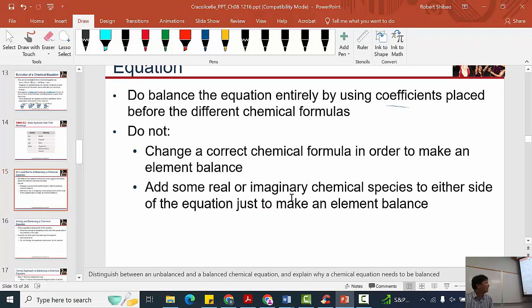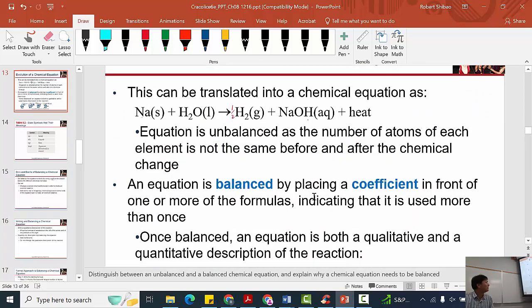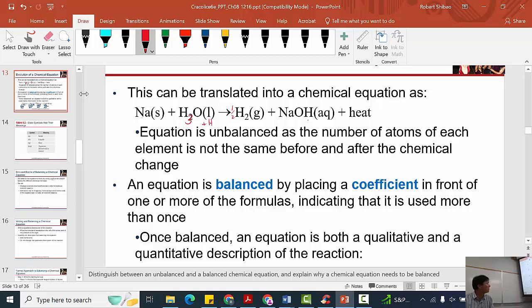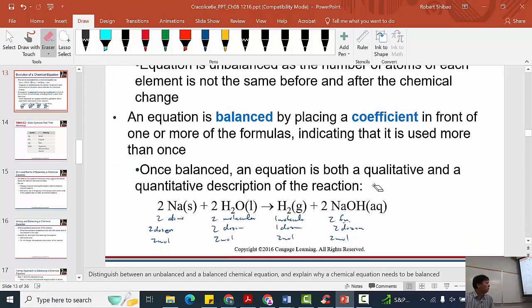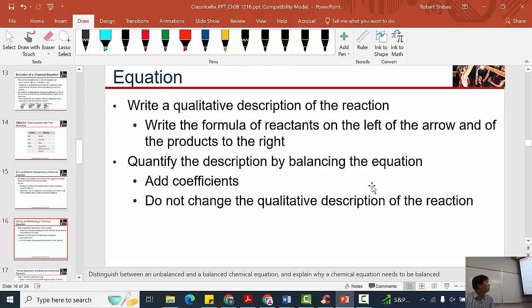Don't add imaginary species. So, for example, here I have 3 hydrogens. Let's try to change this to 3. No, we don't do that, right? Or let's try to add an H. We don't do that either. So balancing can be a bit of a pain.